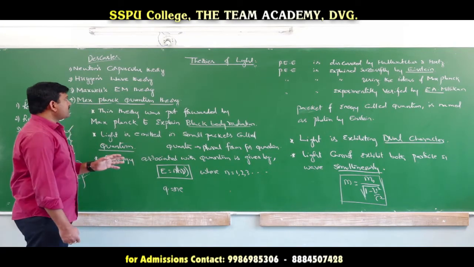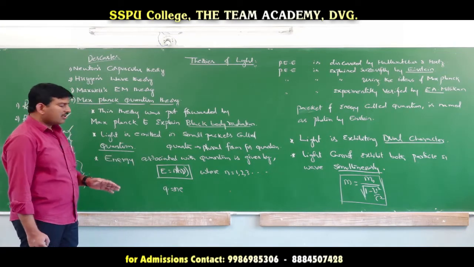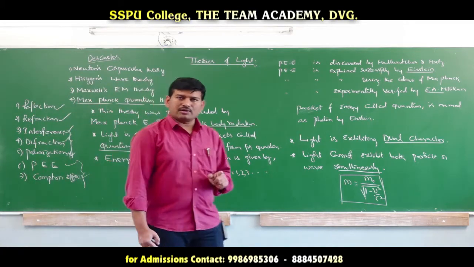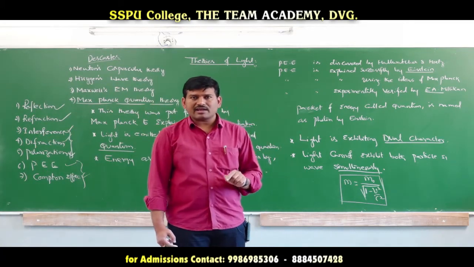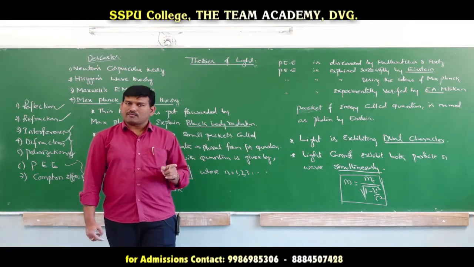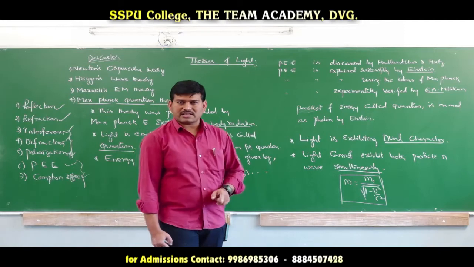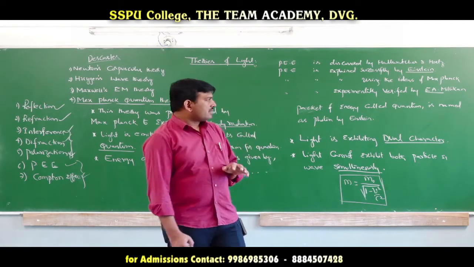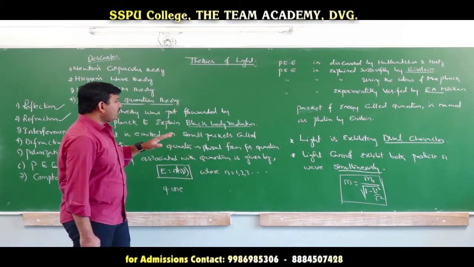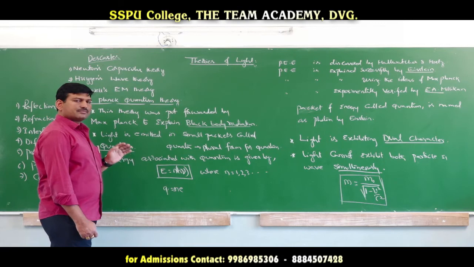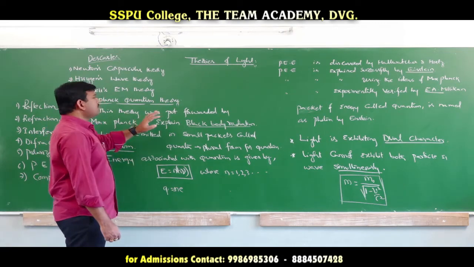So, this is about the four important theories of light. What is the final conclusion? Light is having which character? It is having the dual character. If it is having dual character, can it exhibit both particle nature and wave nature simultaneously? No. When wave character is there, particle character is absent. When particle character is there, wave character is absent. So, finally, we have come to the conclusion that light is having the dual character. This is about the theories of light.